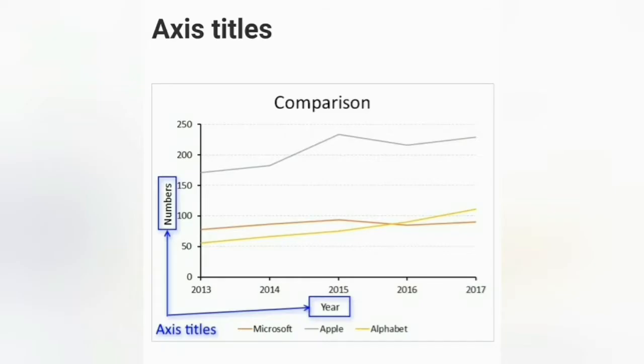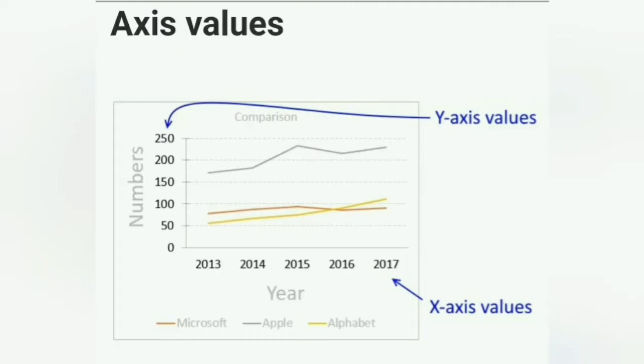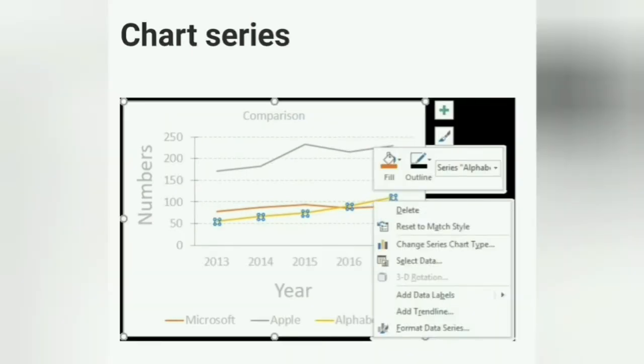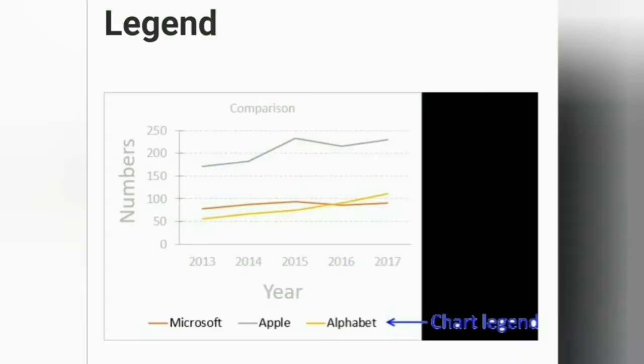Axis titles. Axis titles are the names given to the x-axis and y-axis. They define the categories. Then you have axis values. X-axis is known as the category axis and y-axis is known as the value axis. Then you have chart series or data series. The chart series or data series are the lines or the bars which are used to represent the data. The next component is the legend. Legend is like a key that helps you to identify the data using some color or some other identity.